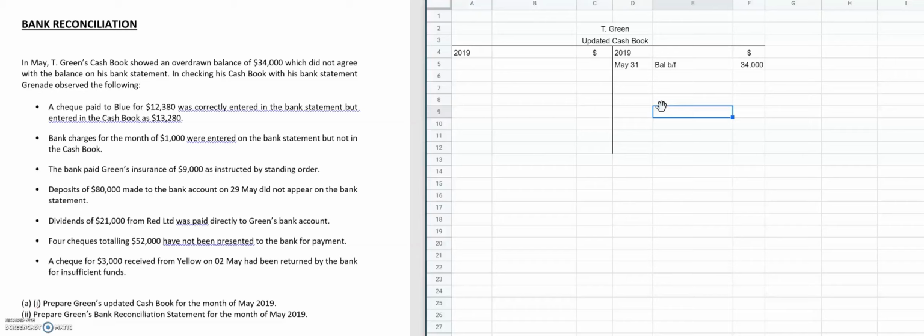Now we need to find the difference between the two figures to find how much we overstated the figure by. The difference would amount to $900. So we need to take back our $900, and we do this by making a debit entry.